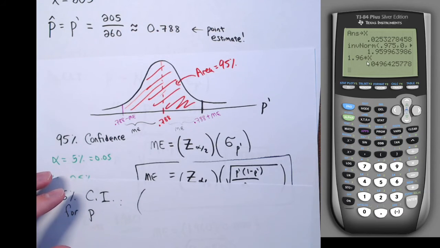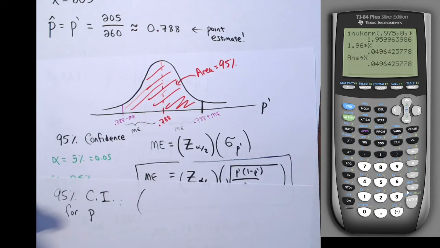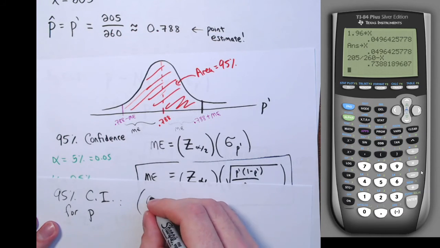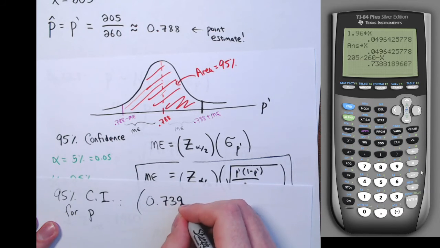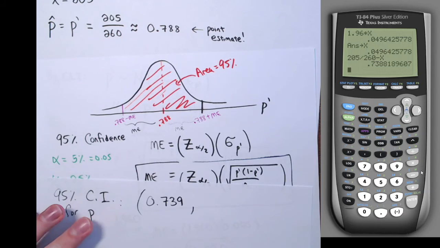Now, because I'm going to use this value multiple times, I'll just store it as X again. And now every time I use X, it's the margin of error. So I'm going to take 205 out of 260, our point estimate, and subtract our margin of error, subtract x. So the low end is 0.739, if I round to three decimal places like they're asking.